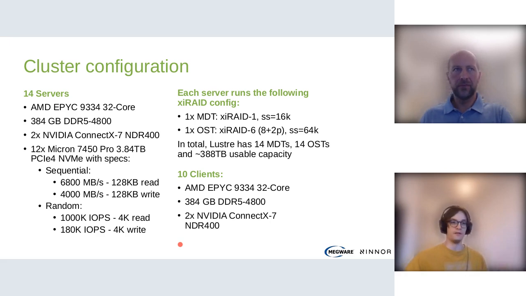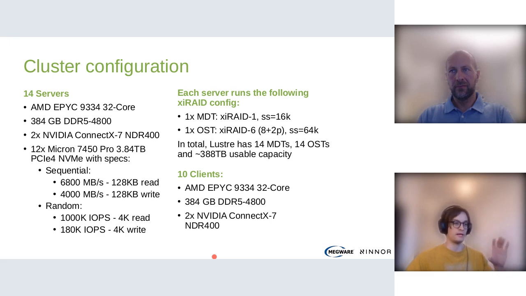And then again, we configured this with a similar setup. Each server has 1 MDT in a RAID 1 setup, and then the remaining 10 drives in a RAID 6 setup with 8+2, again with xiRAID 1 and xiRAID 6. So in total, we have 14 MDTs and 14 OSTs. And the clients are basically the very same servers. We just didn't use the NVMEs on the clients. It's the same single socket CPU, 2 NDR400 connections as network connections, and everything else was the same.